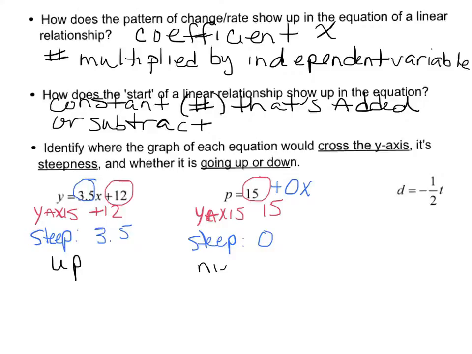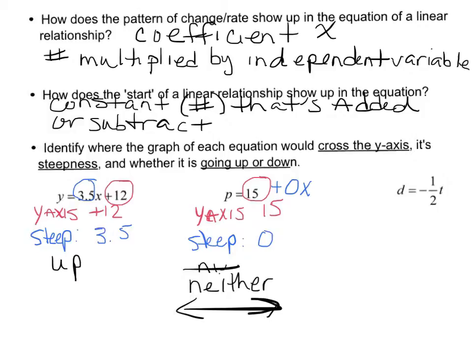I've got to learn how to spell, don't I? Oh, how come I can't erase that? Guess I'll just have to get rid of it. Okay, it's not cooperating. I'm just going to cross it out. There we go. It's neither up nor down. 0 steepness, it's a flat line. Remember, it's a horizontal line. It's neither up nor down.